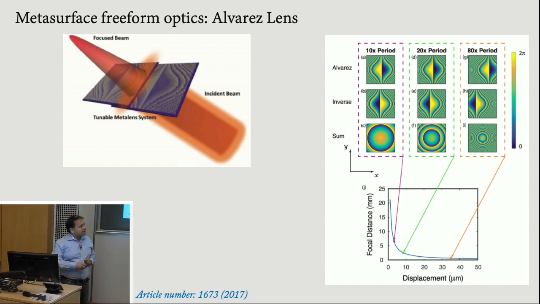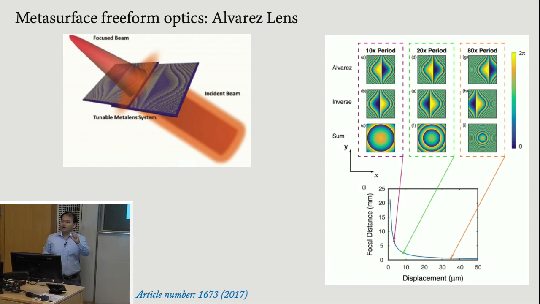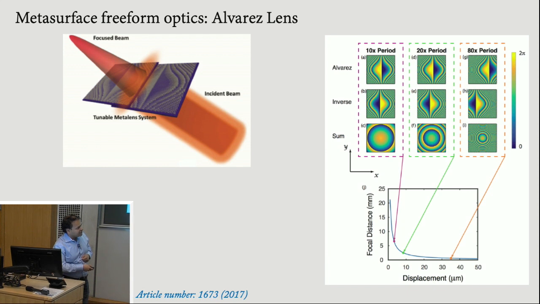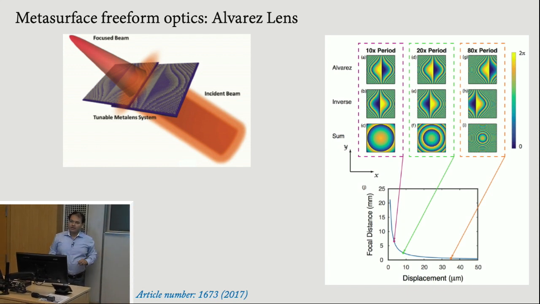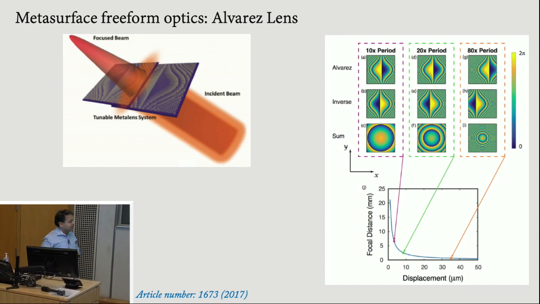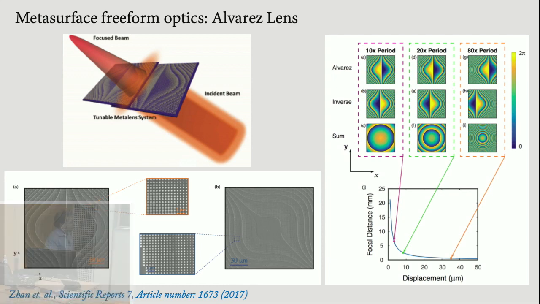Interestingly, you can see that the circle size is changing. That essentially means your focal length is changing. So by laterally tuning these elements, we can change their focal length. And interestingly, by changing only a micron-scale displacement, we can get a millimeter-scale change in the focal length. A tunable focal length lens is actually very useful for machine vision and many other applications. Just to show you that we actually fabricated this structure, this research was published in this journal.